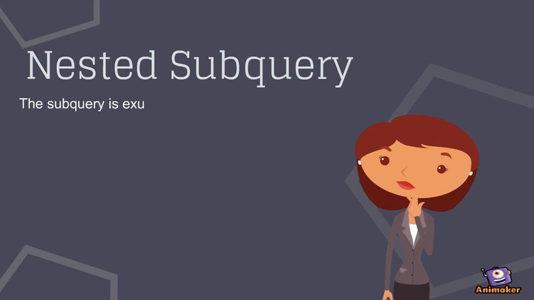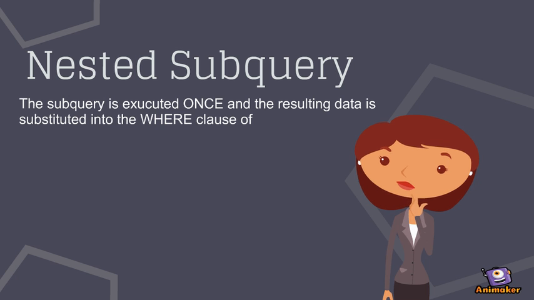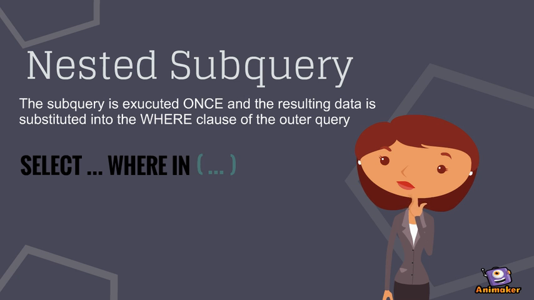Nested subquery. The subquery is executed once, and the resulting data is substituted into the where clause of the outer query. A query can have a subquery, and in turn, that subquery may have a subquery.